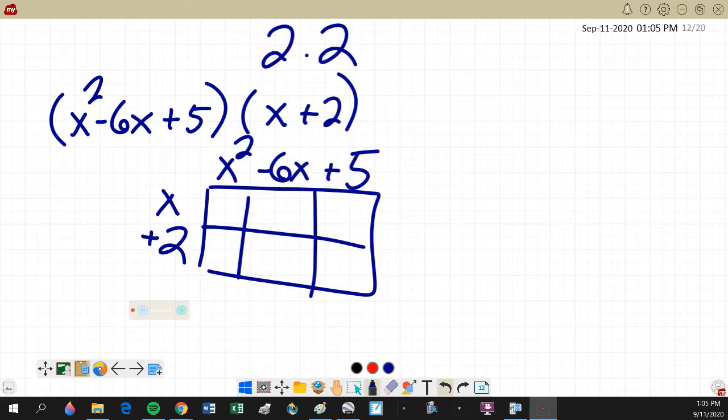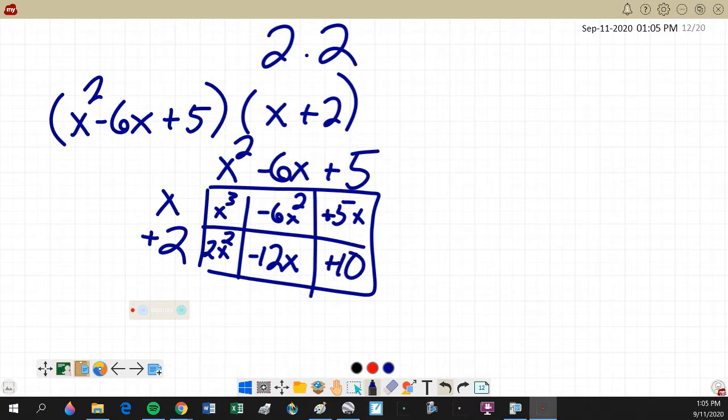When we multiply that out, I get x to the third minus 6x squared plus 5x, and then 2x squared minus 12x plus 10. Okay, once you have the box filled out, just stop for a second, because I need to point some things out.